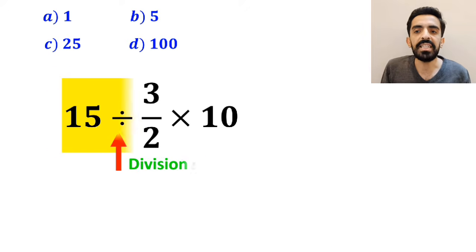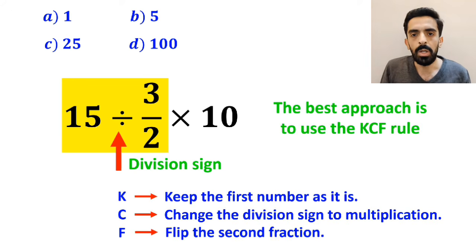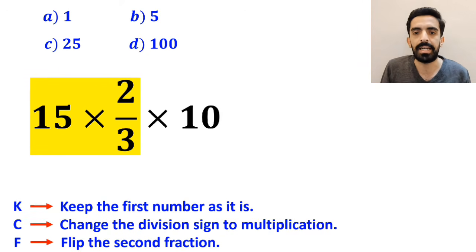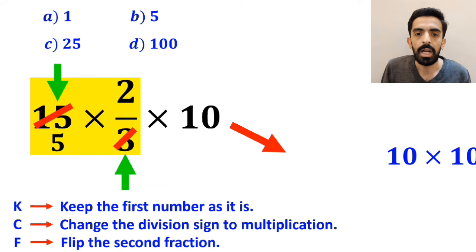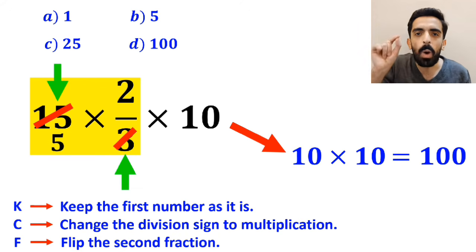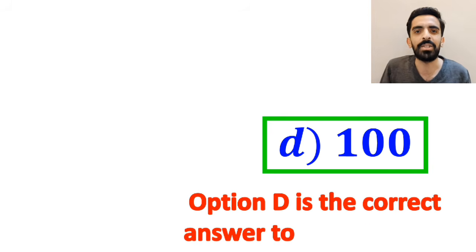Okay, whenever we see a division sign between two terms, the best approach is to apply the KCF rule. So, we remove the highlighted part and replace it with 15 times 2 over 3. Alright, as you can see on the screen, the number 15 simplifies with the 3 in the denominator, and instead of this expression, we can write 10 multiplied by 10, which ultimately gives us the answer 100. Therefore, option D is the correct answer to this question.